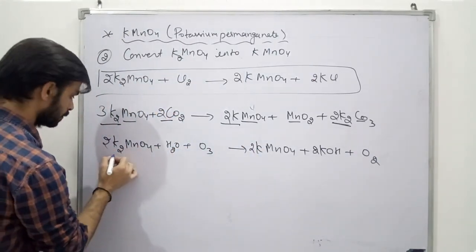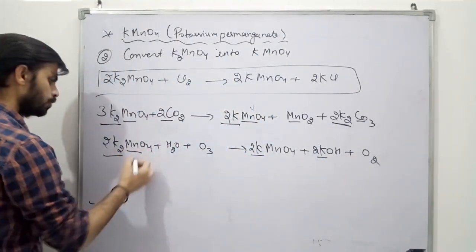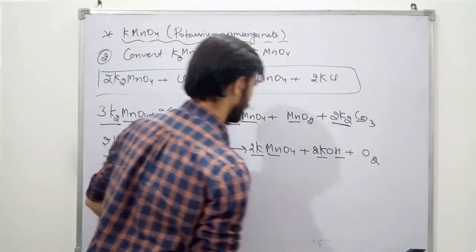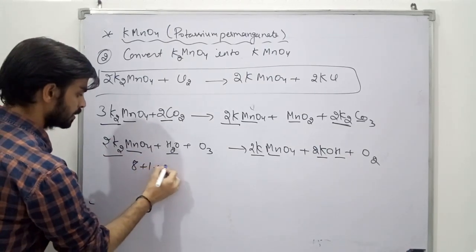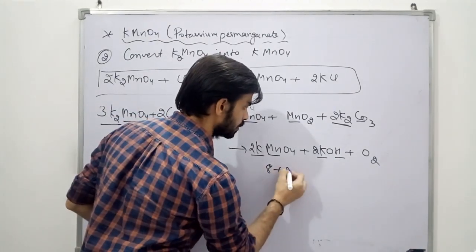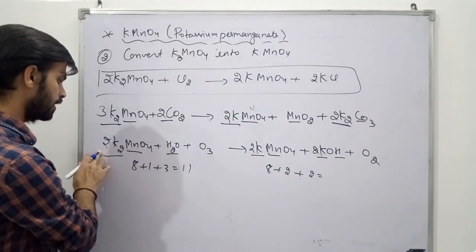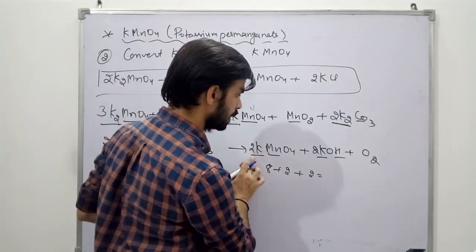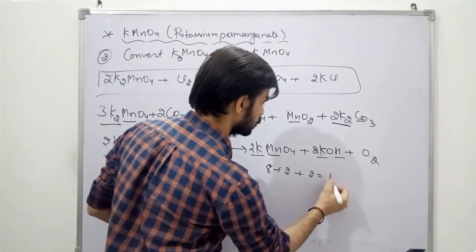Now we have 4 potassium, 2 plus 2, 4 potassium, 2 hydrogen, 2 hydrogen. Now balance the oxygen. 4 times 2 is 8 plus 1 plus 3, that is 11. 4 times 2 is 8 plus 2 plus 2, that is 12.